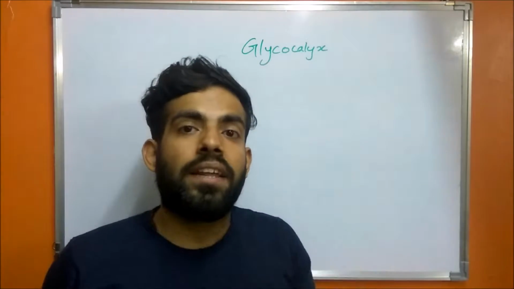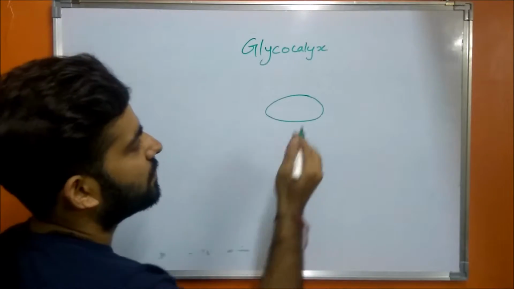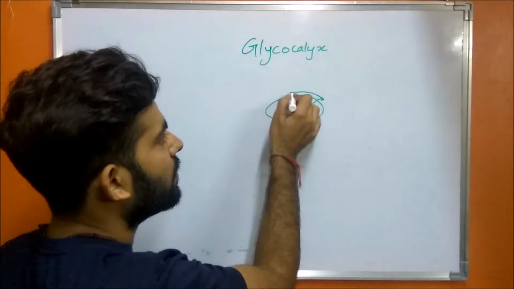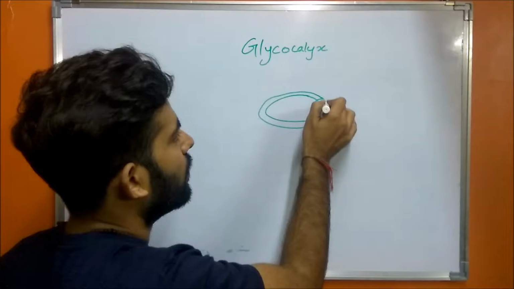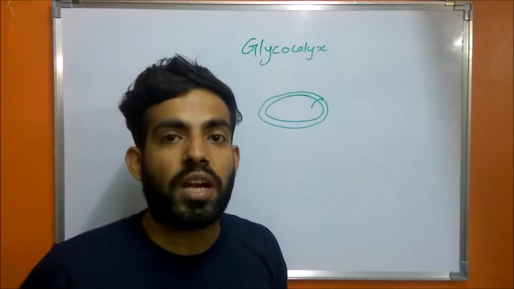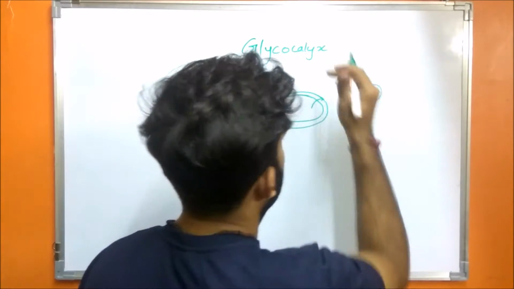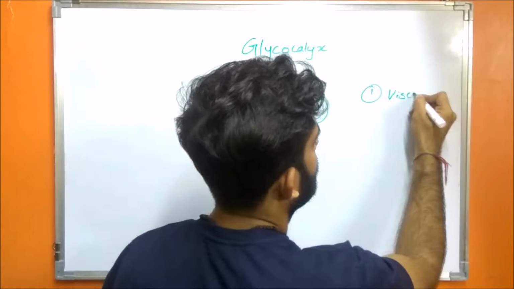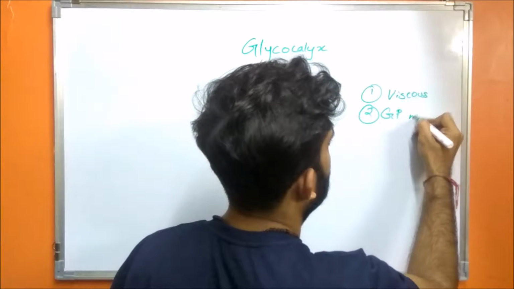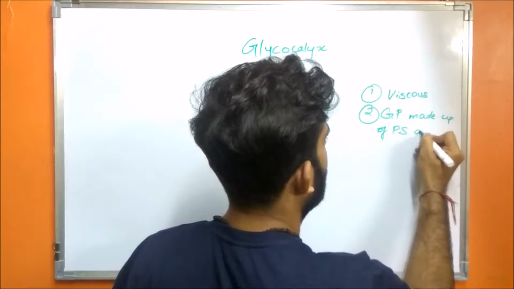Suppose I take a bacterial cell, then glycocalyx is the substance that is secreted from inside of the cell to outside, which is further deposited on the cell wall. This glycocalyx is a viscous and gelatinous polymer made up of polysaccharide and polypeptide. The first property is that it is viscous. Second, it is a gelatinous polymer which is made up of polysaccharide and polypeptide.